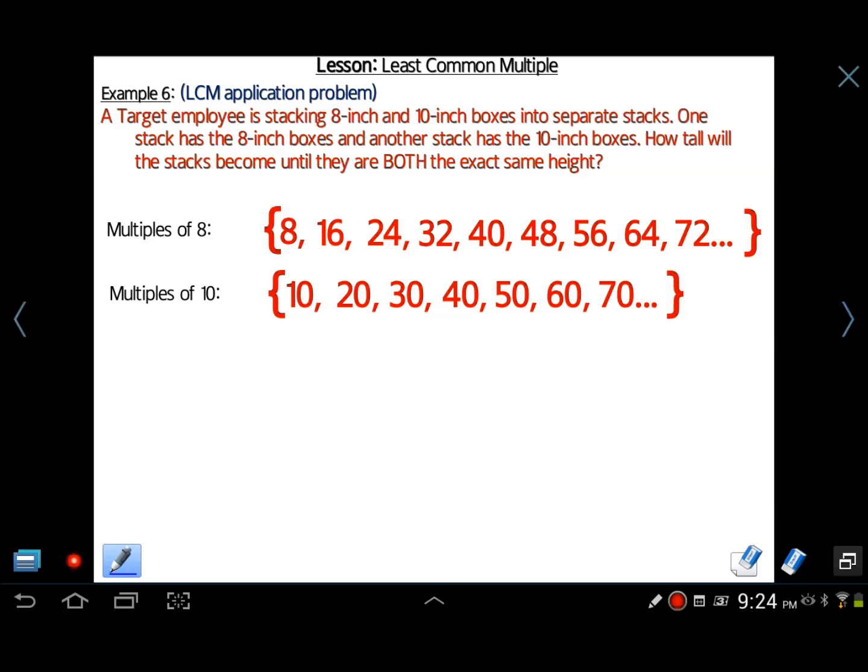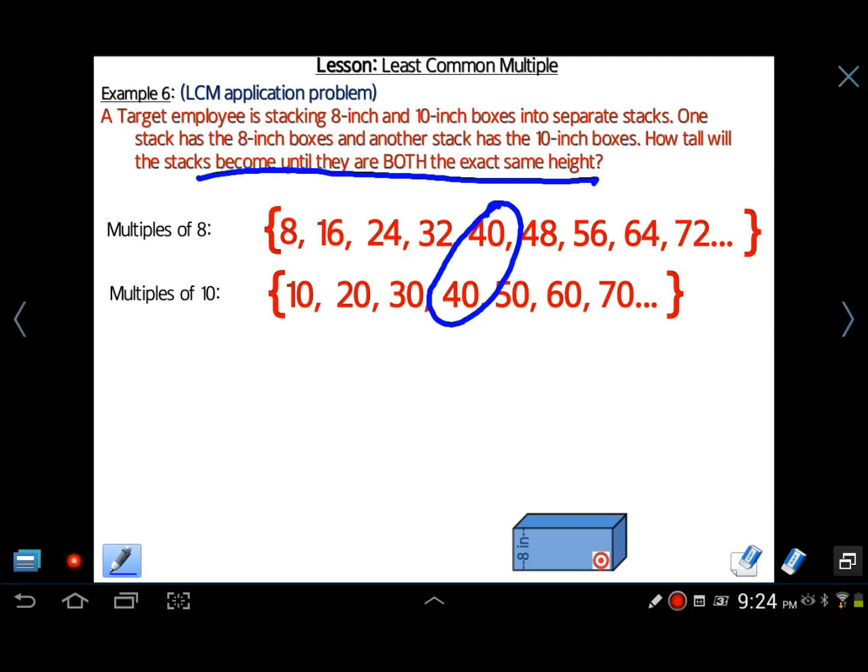Now we're trying to answer the question, how tall will the stacks become when they are both exactly the same height? So we're looking for a multiple that they both have in common. And there it is, 40. So the stacks will be 40 inches tall.